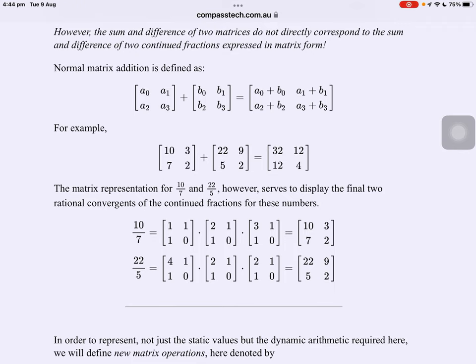So if I take the matrix for 10 over 7, which is the first one, 10 over 7, 3 over 2, and I add 22 over 5 and 9 over 2. Now, matrix addition is very simple. It simply involves adding the corresponding terms. And sadly, that does not give us the answer that we're after.